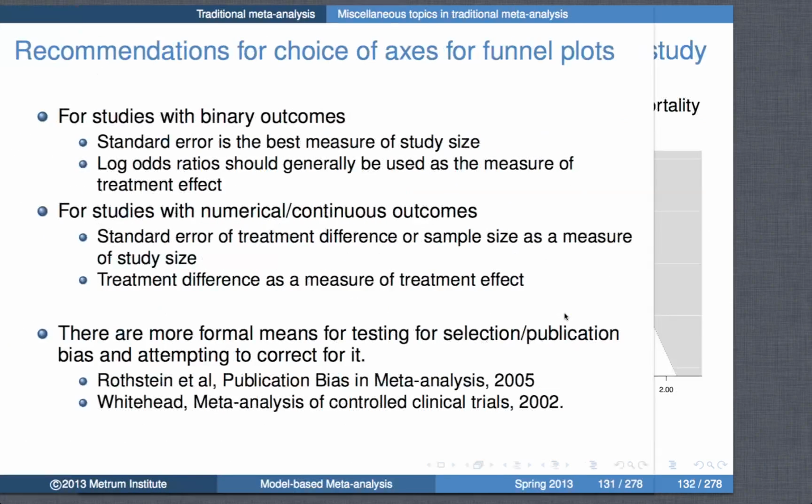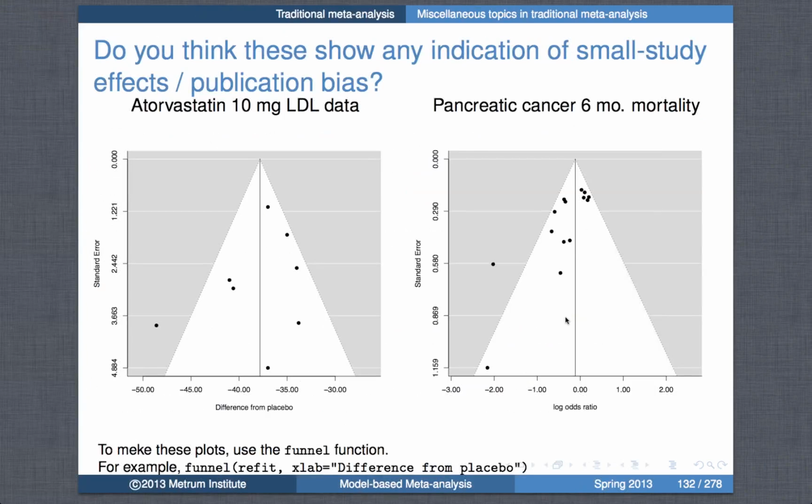I think before we talk about ways to make the funnel plot and kinds of scales to plot them on, let's look at the funnel plots for the two examples that we've been working with. So here on the left is the funnel plot for the atorvastatin 10 milligram versus placebo studies. This is a plot that comes out of the metafor package using the function funnel. To make these plots, you can fit a model using the rma function, and then if you simply use that model object as an argument to the funnel function, you'll get out the funnel plot.